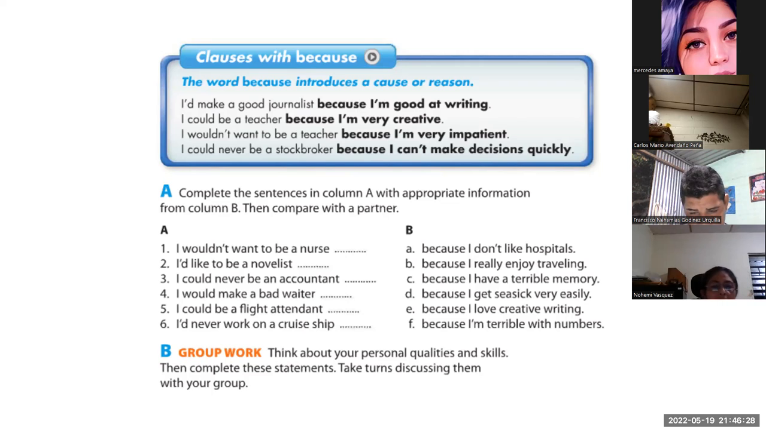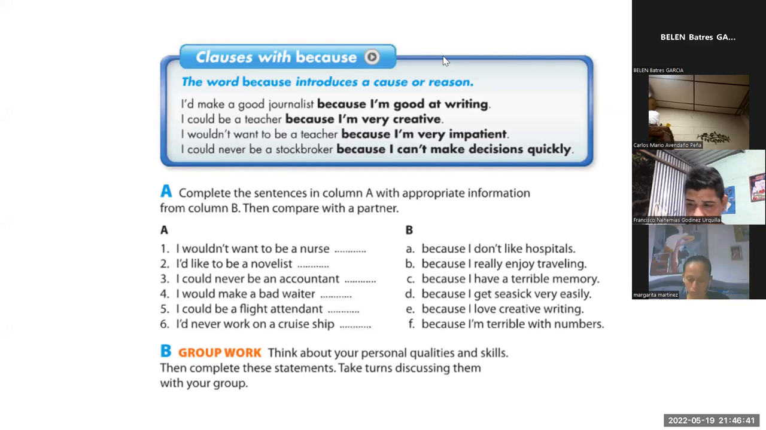Finished? Yes, teacher. Okay, let's raise your hand. Volunteer for number two. I'd like to be a novelist because I love creative writing. Okay, I love creative writing. Excellent. Volunteer for the number three.